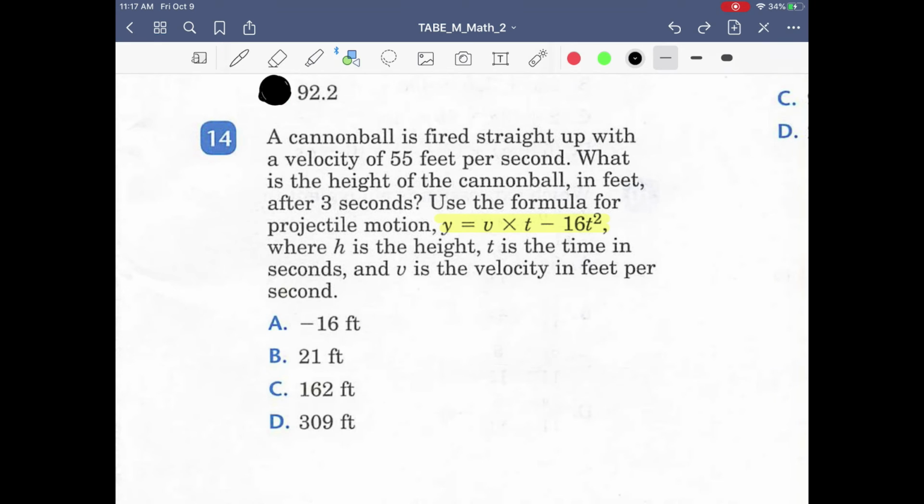All right, let's define our variables. We have y, we have v, and we have t. Now we know that v stands for velocity, and they told us that velocity is 55 feet per second. T stands for time, and we know that we're measuring this after 3 seconds. So what in the world is y?